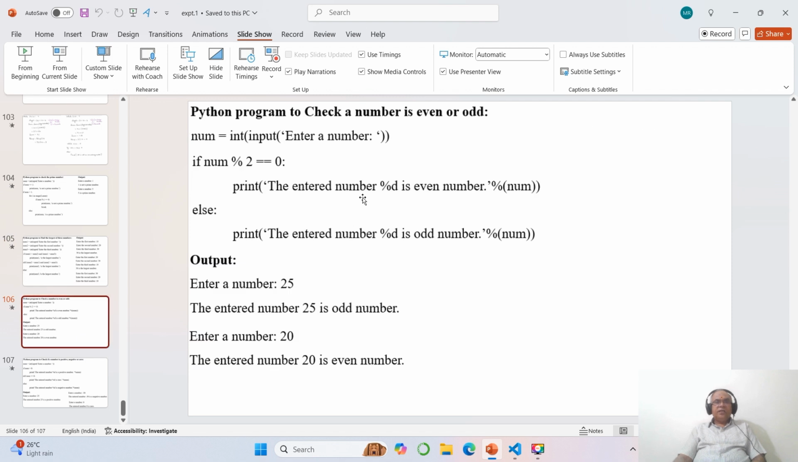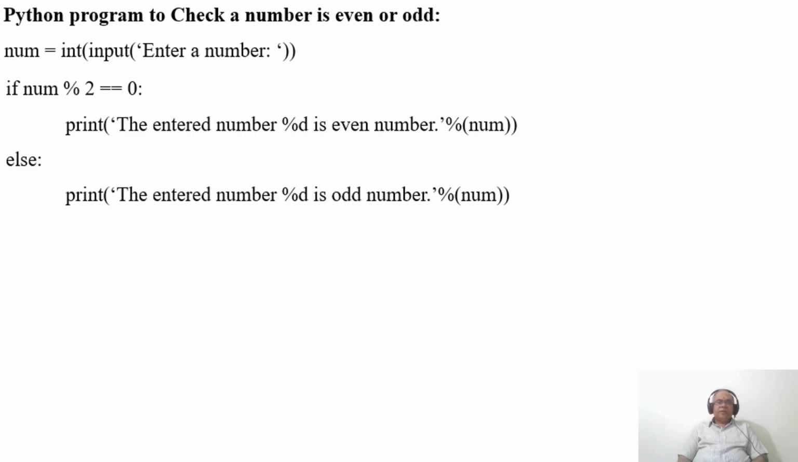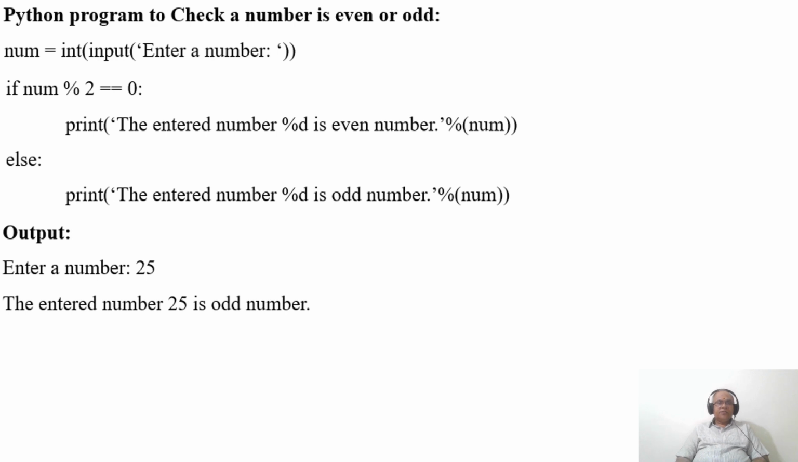Now we will go for one more: how to check whether the number entered is odd or even. First I am going to give an input, enter a number. If that number is divisible by 2, then it is even. If the number is not divisible by 2, then it is an odd number. Suppose I enter 25. For an even number, 25 % 2 should give remainder 0, but here the remainder is 1. So obviously the entered number 25 is an odd number.